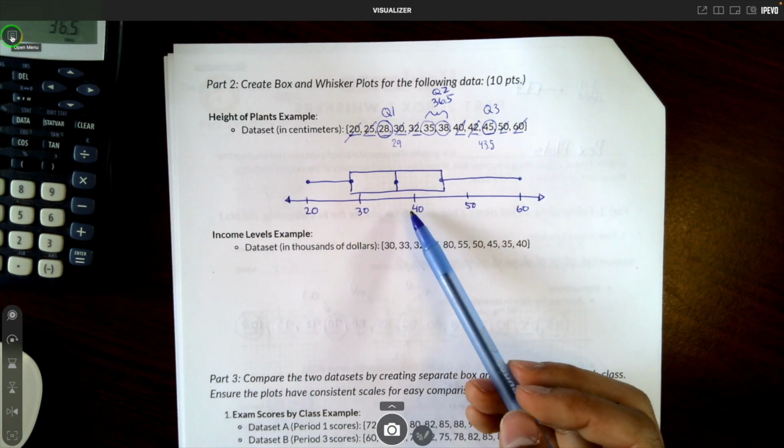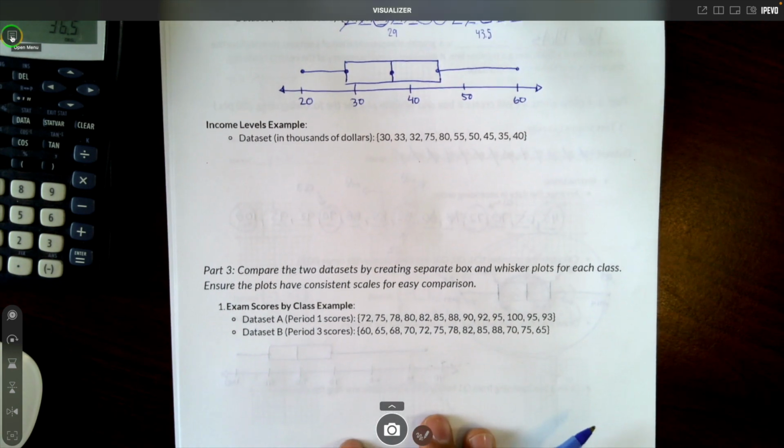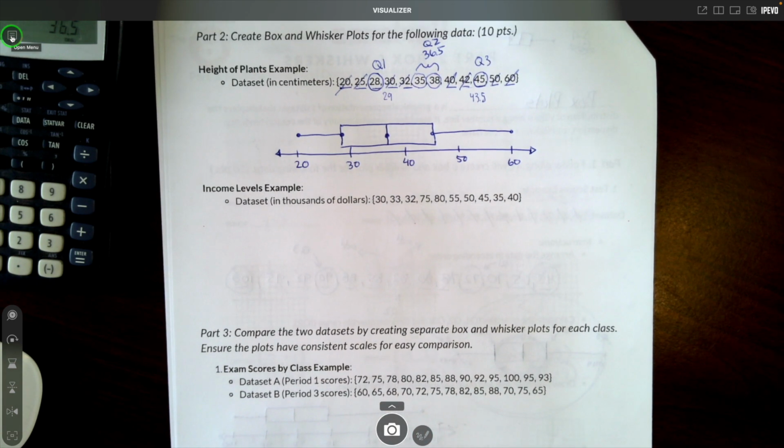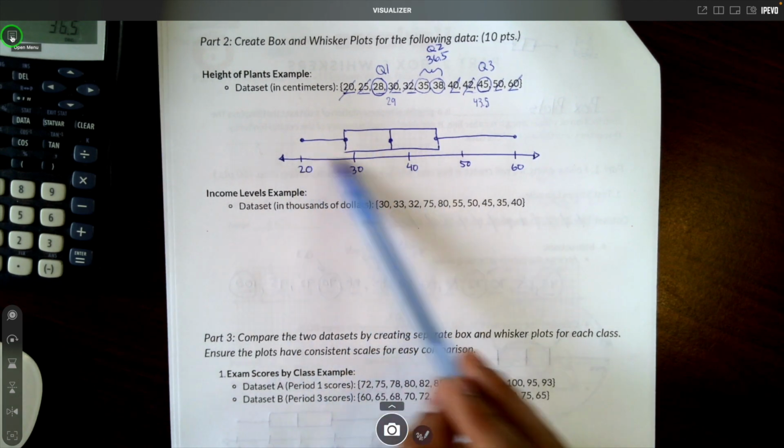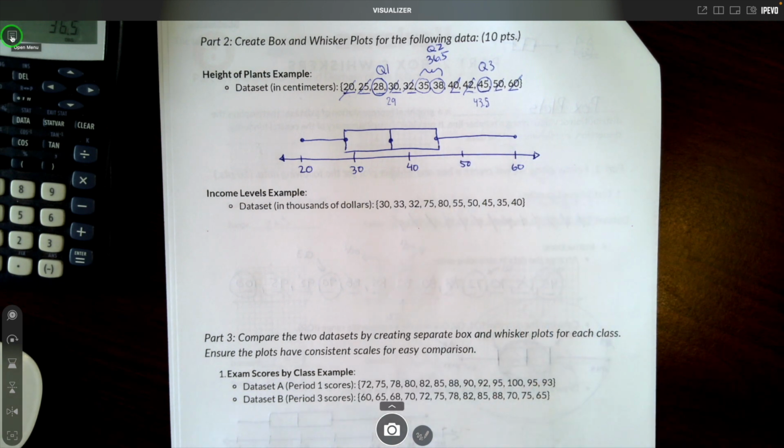Now notice this one is skewed to the left, okay? And those are height of plants. So that means that most plants aren't growing as fast, but there's a couple that are growing kind of fast.